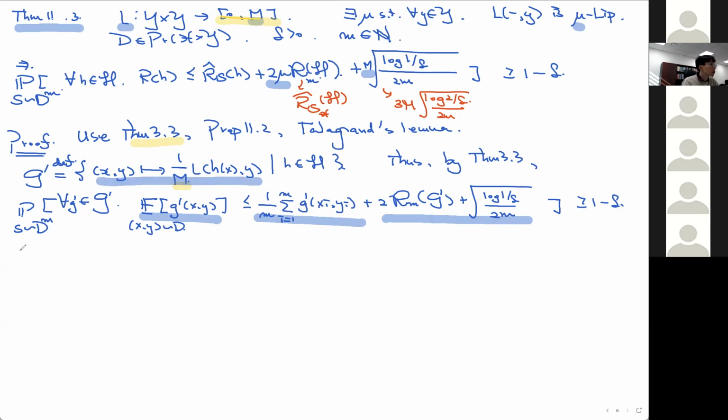So every g prime is essentially g multiplied by 1 over m. Now, every g prime is 1 over m times g. So if you plug in 1 over m for every place where we have a g prime, and then we multiply by this capital M everywhere, then we get this expectation over (x, y) drawn from D.